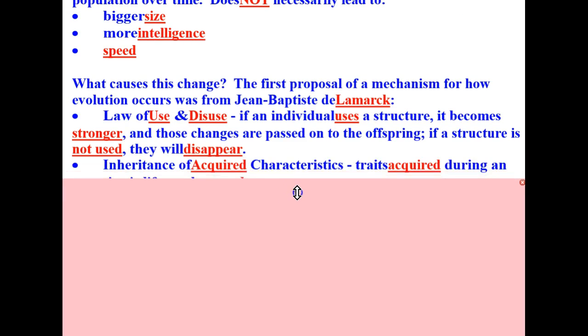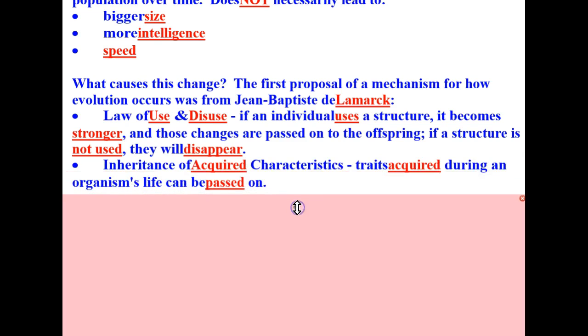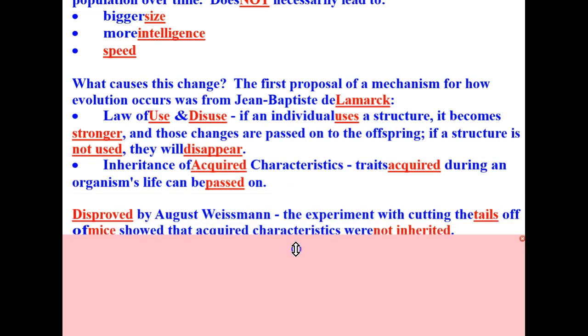His second idea was the inheritance of acquired characteristics. That is, that traits acquired during an organism's life can be passed on. Lamarck unfortunately was disproved by August Weissmann, who did an experiment by cutting the tails off of mice. And what he showed was that those acquired characteristics, that is, shorter tails, were not inherited.